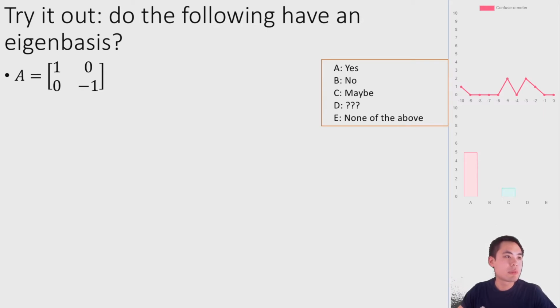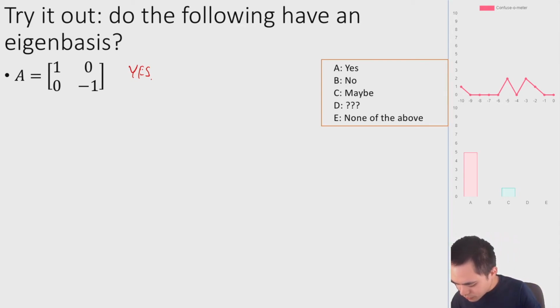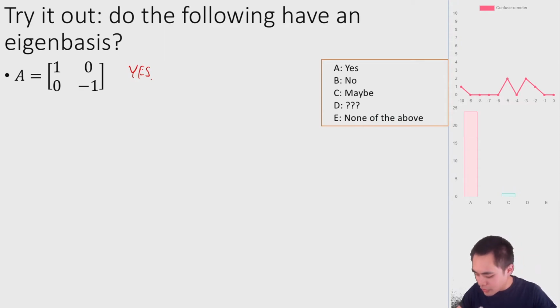Okay, yes. So it looks like people are getting the right response. So the answer is yes. And the reason for this is because we have two different eigenvalues. Something went wrong with my notes, but I'll deal with it. Okay, so we have our yes, because we have two different eigenvalues.